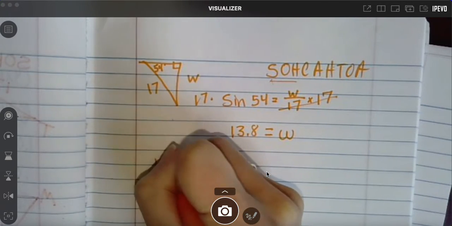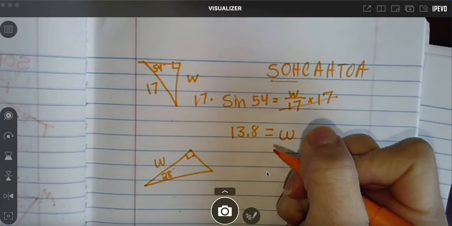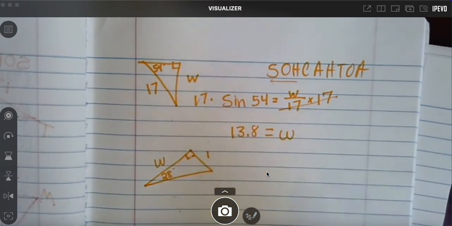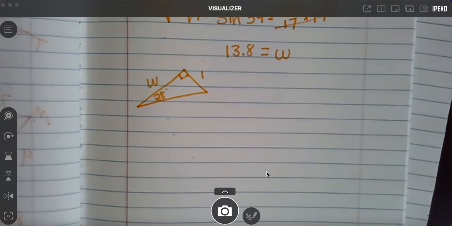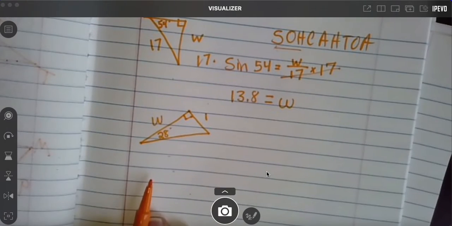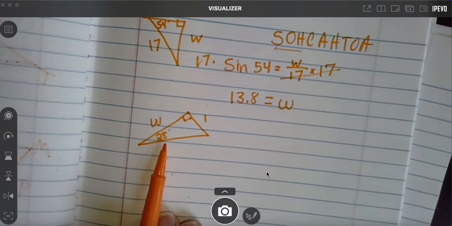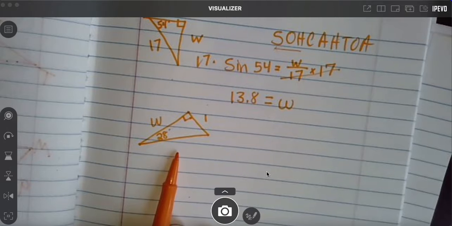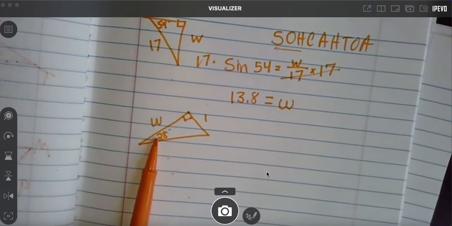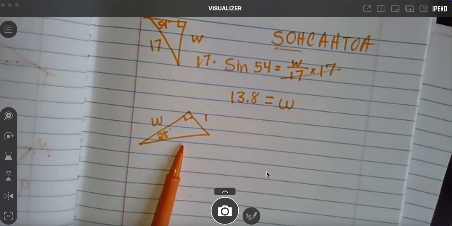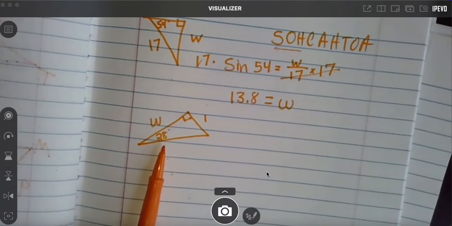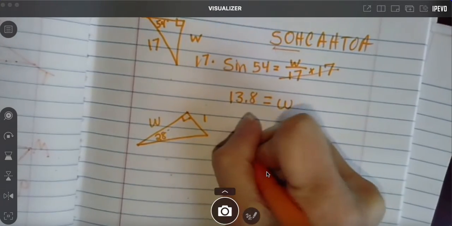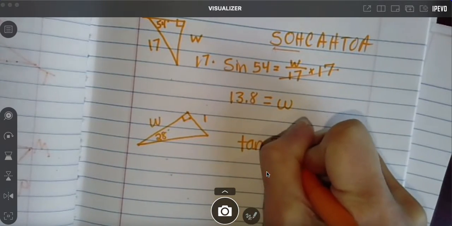W, 28 degrees, and this is the number 1. Okay, this one, my angle is 28 degrees. So I need to figure out what trig function I'm using. Let's see, is it sine? Is it opposite over hypotenuse? No. Let's see if it's cosine. Is it adjacent over hypotenuse? No, I have no hypotenuse. So what's left? Tangent. So I'm going to write the tangent of 28 because I know my angle.